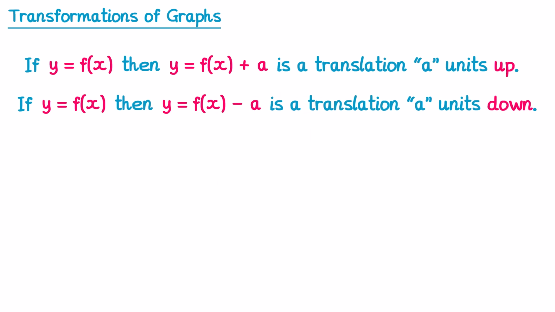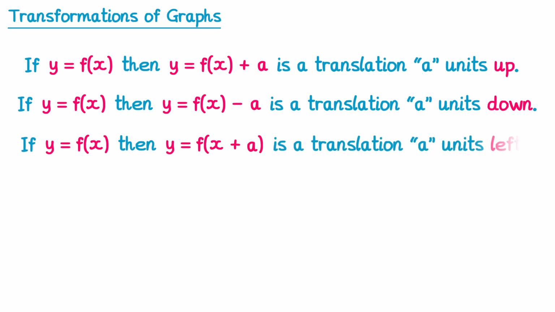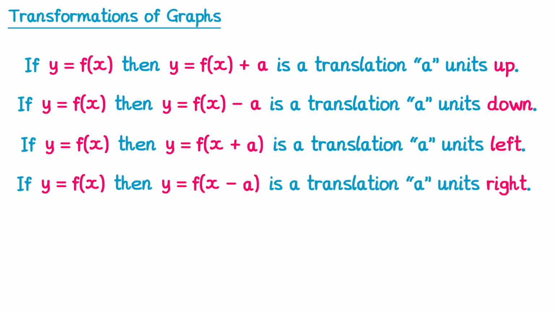If we now return to our previous statements, we've got 2 more which we can add. So if y equals f of x, then the function y equals f of x plus a is a translation of a units to the left. If y equals f of x, then the function y equals f of x minus a is a translation of a units to the right.